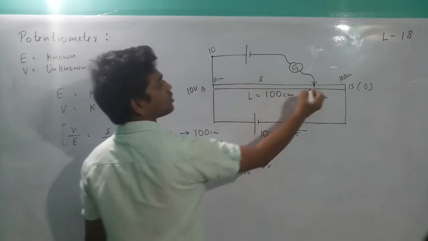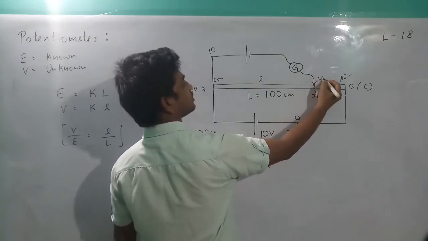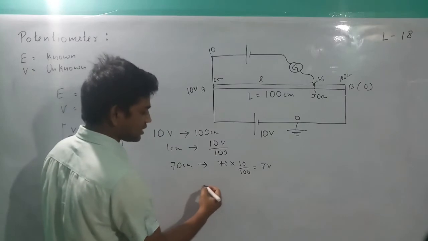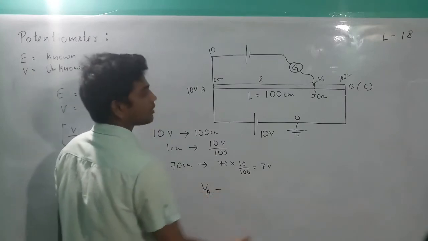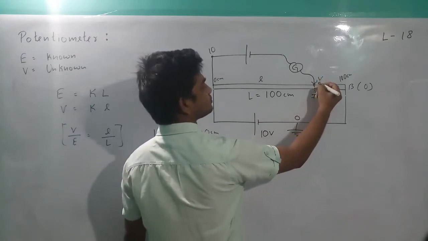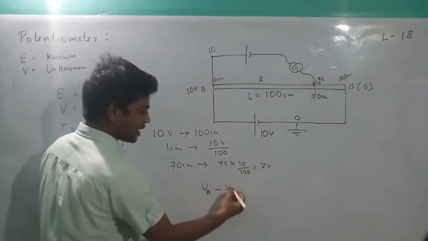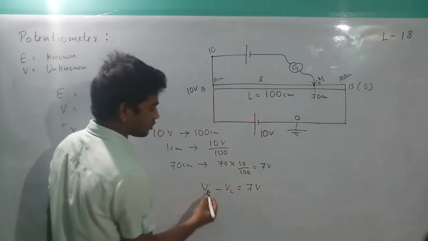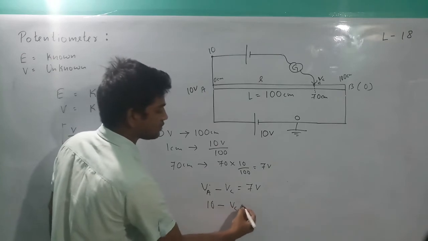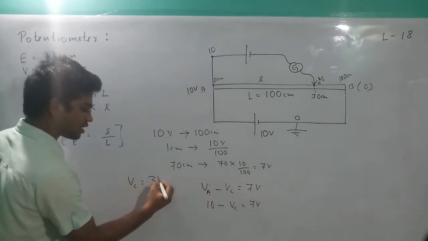So suppose this voltage is V1. Let's name this point C. So the potential of this point will be VC. VA minus VC, what is the potential difference across VA minus VC? That is 7 volts. What is VA? 10. So 10 minus VC is equal to 7 volt. Hence, VC is coming out to be 3 volt.